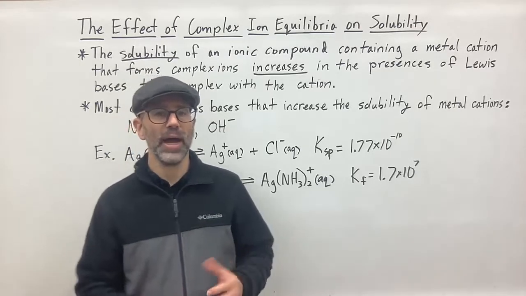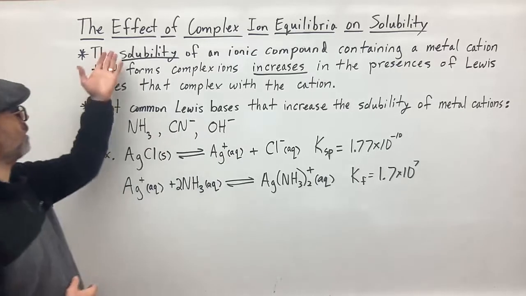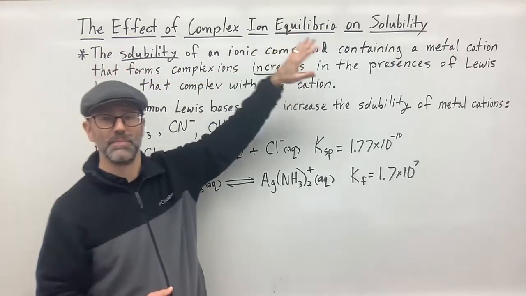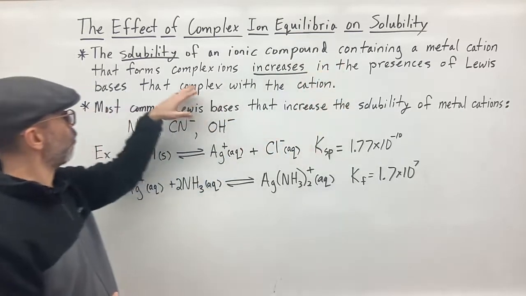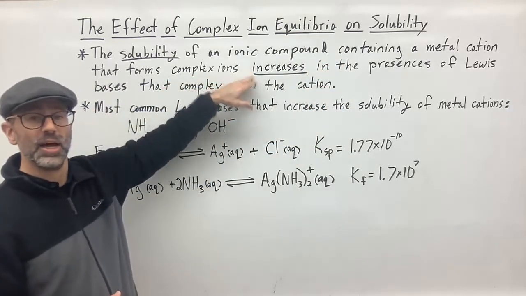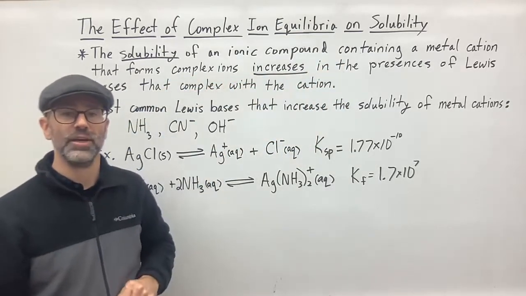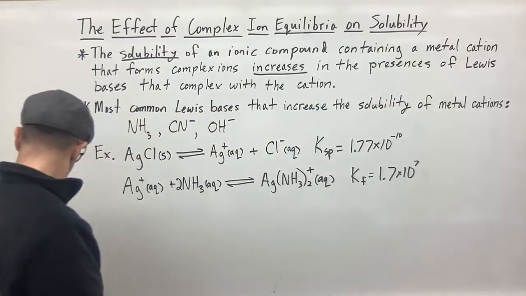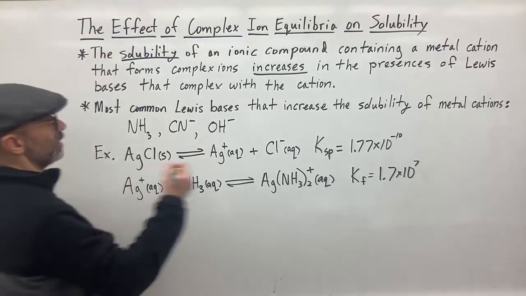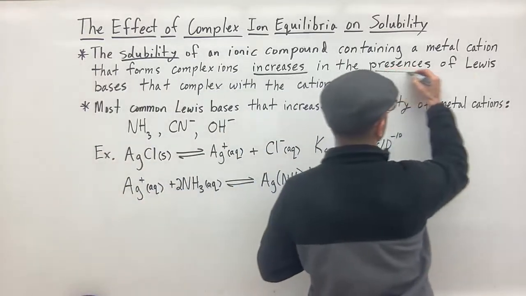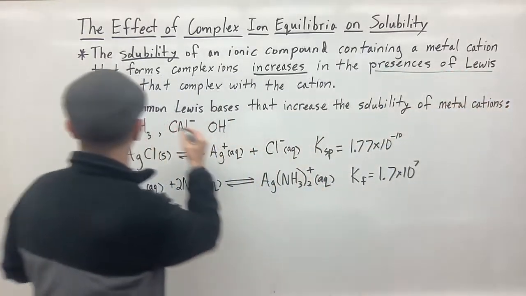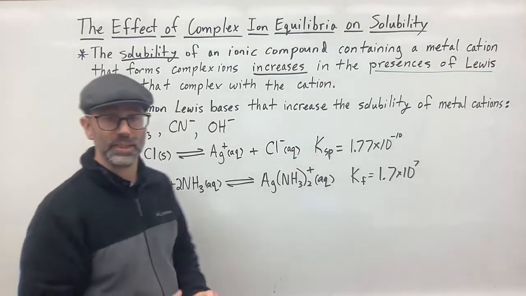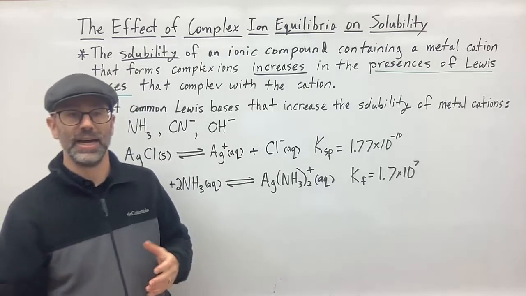So in the same way, the solubility of an ionic compound that contains a metal cation that forms complex ions will also increase in the presence of a Lewis base. So let me underline that. In the presence of Lewis bases that will also complex with that cation.